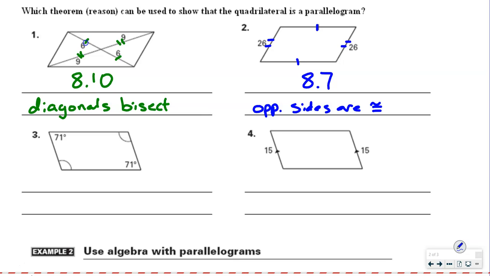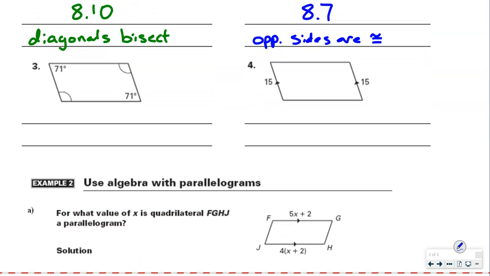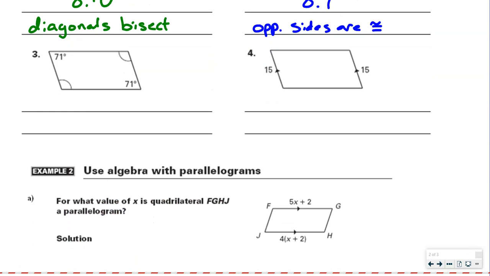If I look at number three, I've got some congruent angles here. Those angles are marked congruent, and then 71 and 71 are each congruent. And those are opposite. So my opposite angles are congruent, and that is theorem 8.8. So it would be opposite angles are congruent.